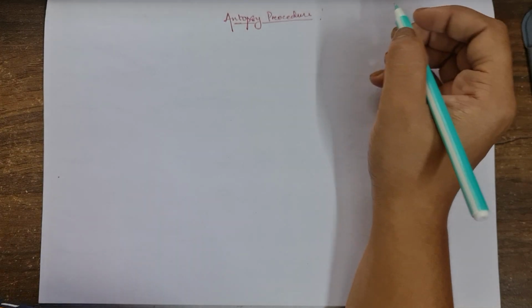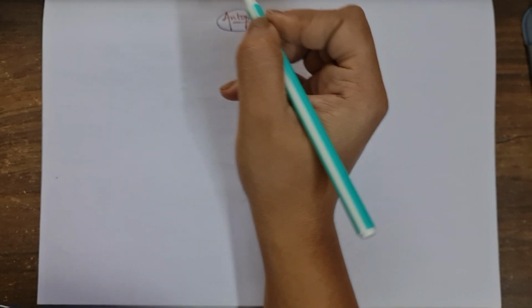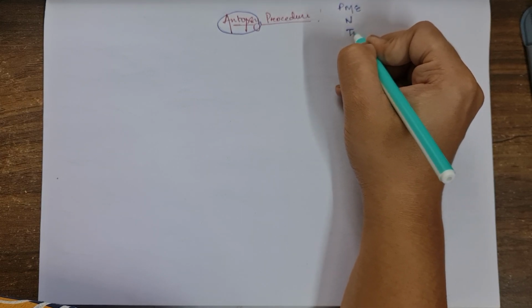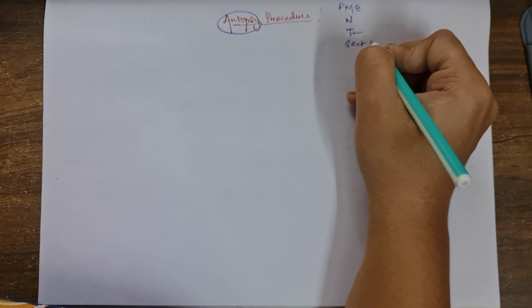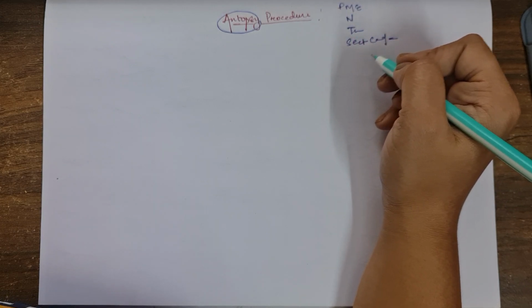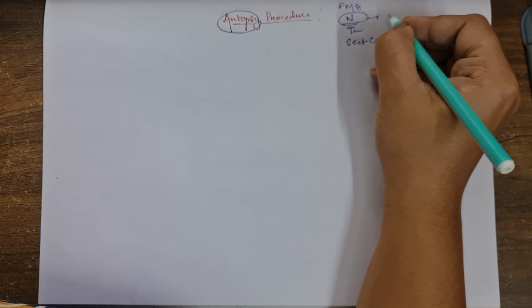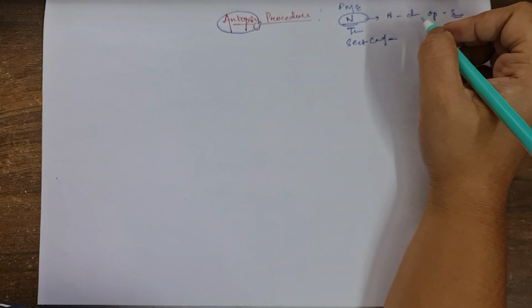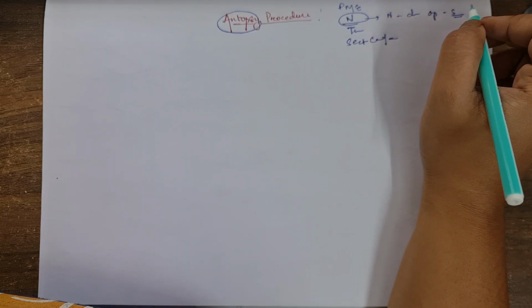Let's see about autopsy procedure. So, what is autopsy? Autopsy is also known as post-mortem examination, necropsy, thanatopsy, and section cadaverous. Okay, so these are the other names of autopsy. What do you mean by necropsy? Necropsy: necro means dead, and opsy means study.